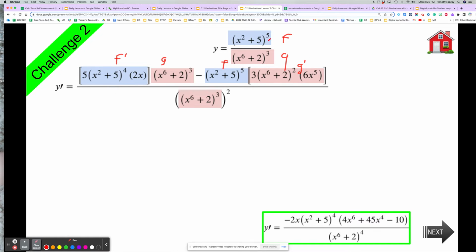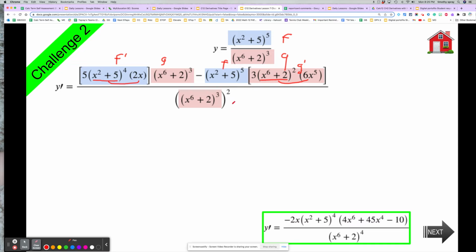The derivative of that top term is going to be 5x squared plus 5 to the power 4 multiplied by the derivative of x squared plus 5 multiplied by G. And this is F right here. And the derivative of x to the 6 plus 2 cubed is going to bring down the 3. 3 minus 2, 3 minus 1 is 2. And of course, the derivative of that is this guy right here.